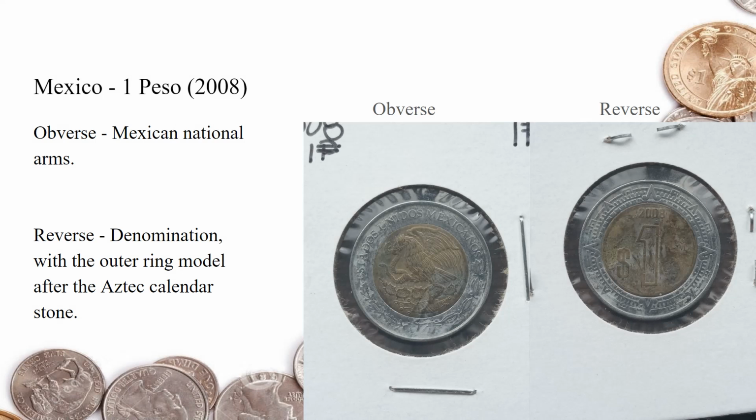And the last Mexican coin that I have is 1 peso from a more recent mint from 2008. And this one, of course, has the Mexican national arms on it. The denomination is on the back, 1 peso. And the outer ring, actually, is modeled based on the Aztec calendar stone. Even though the reverse of this coin seems very plain, the outer ring of it is somewhat ornate in order to mimic the Aztec calendar stone.